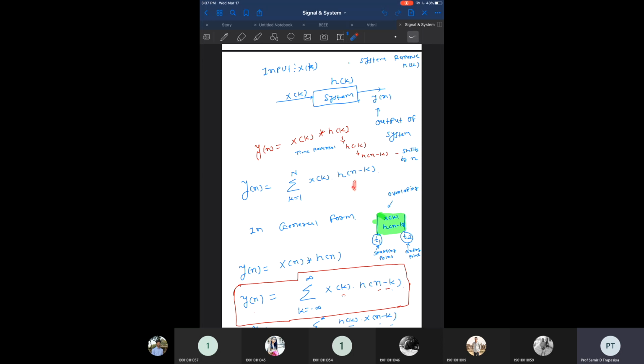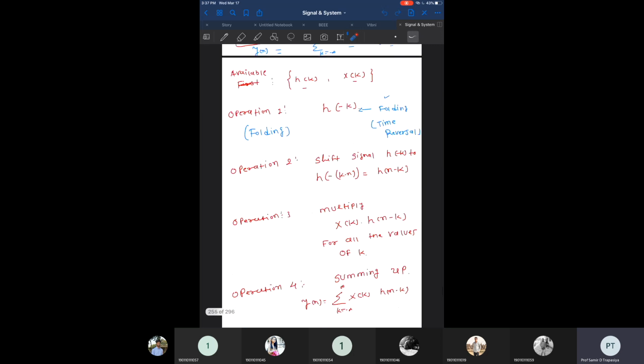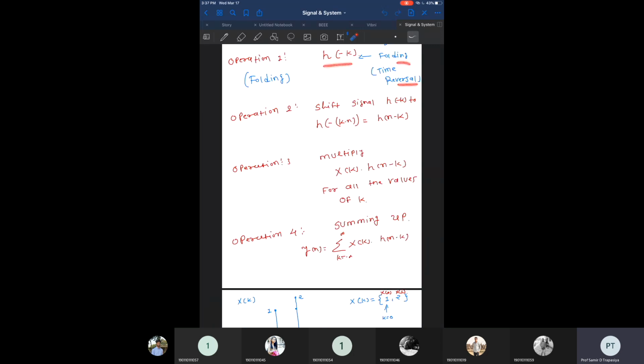So h of k undergoes two operations. The first operation is we need to produce h of minus k, so that is the folding operation applied on h of k. Then the second operation is the shifting operation, which gives h of n minus k. Then we multiply the signal x of k and h of n minus k. For all the points which are overlapping, overlapping meaning where x of k is present and h of n minus k is present, all these points are added together to produce y of n.